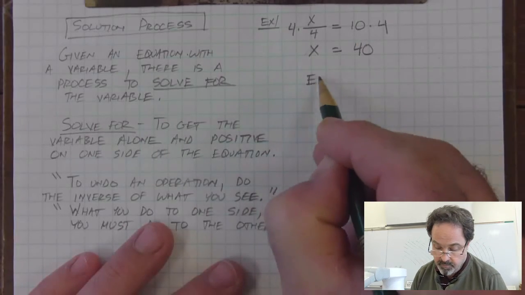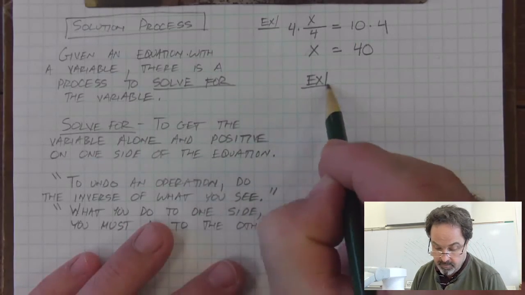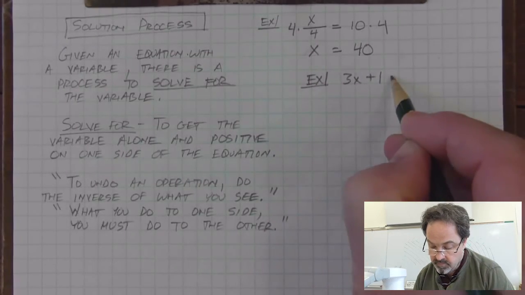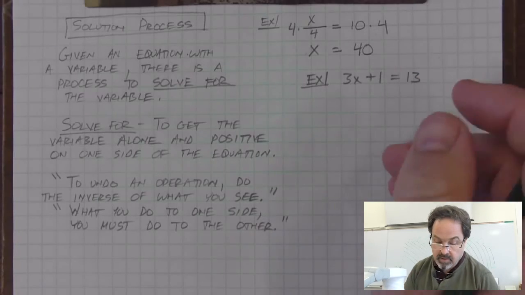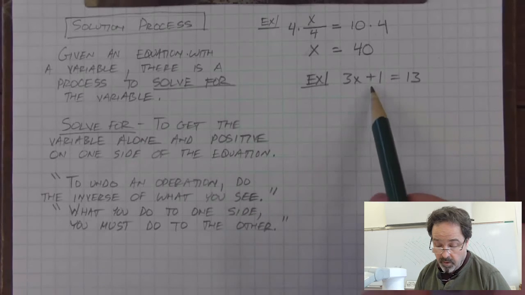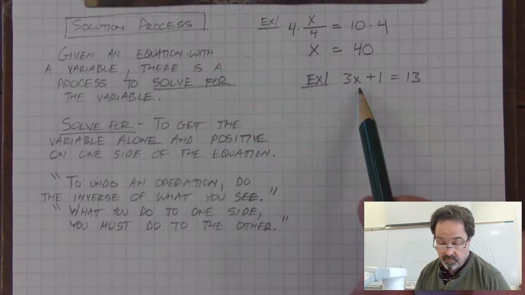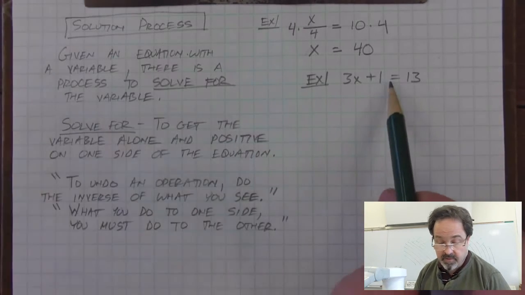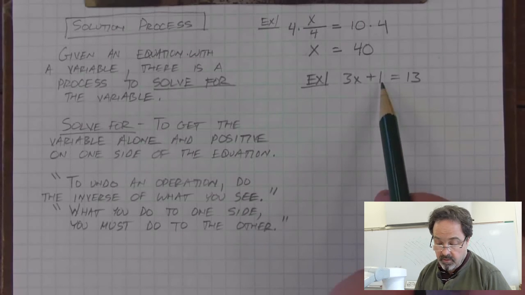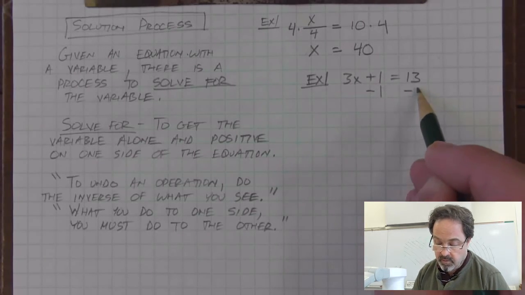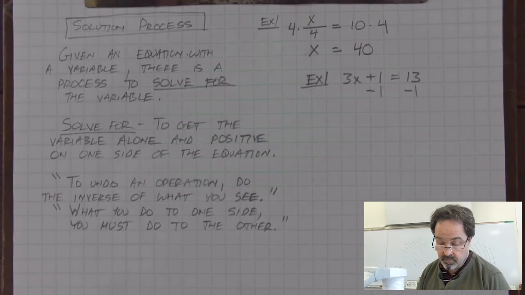Let's have another example. Our equation is 3x plus 1 is equal to 13. And in this example, we're going to need to undo two operations to get x by itself. We want to solve for x by undoing the multiplication by 3 and the addition of 1. We can undo adding 1 by its inverse, subtracting 1. And we'll need to do that to both sides.